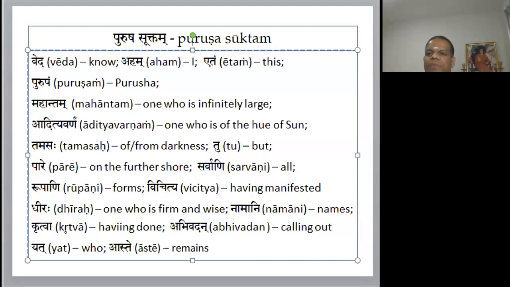And that Purusha, I know. Aham Veda, Aham etam Purusham Veda. Who is this Purusha? Who is Mahantam, Aditya Varnam, Tamasah parastat, who is the Dhira who has created all these Sarvani Rupani? Namani kritva abhivadan yadaste: who has set out all these names, and he remains as a witness. That is the Purusha whom I know. That's a declaration by the Rishis.